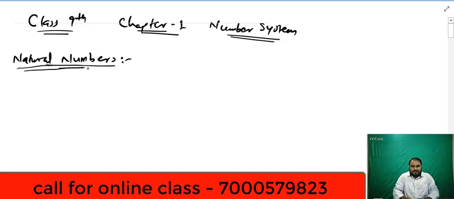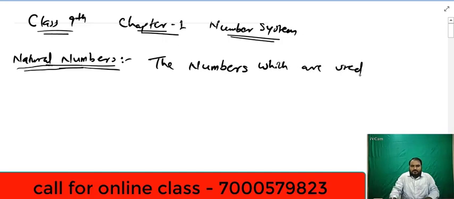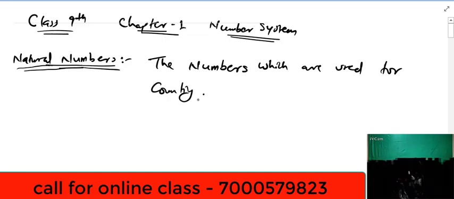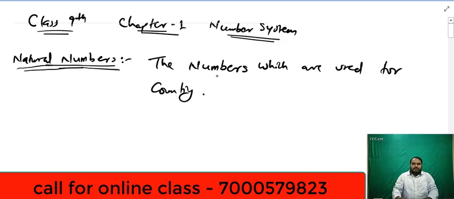The numbers which are used for counting. The numbers, देखना दोस्तों ध्यान से, वो नंबर जिनका उपयोग हम गिनने के लिए करते हैं. The numbers which are used for counting. ठीक है, it is denoted by capital N. Okay, so here we will see N is equal to those numbers which are used for counting. Whenever we start counting, जब भी हम गिनना चालू करते हैं तो हम कैसे गिनते हैं?